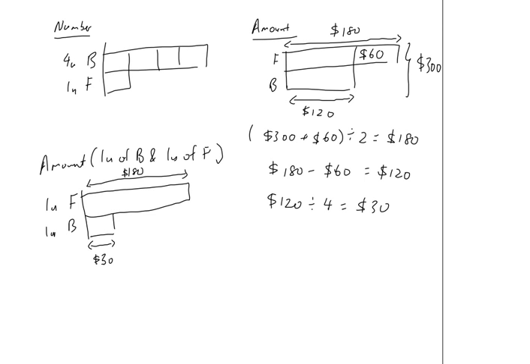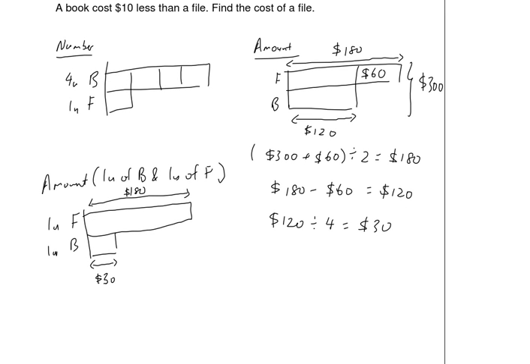We know that each book costs $10 less than a file. 1 book and 1 file, the difference is $10. How many books and how many files will result in a difference of $150, Damil? Can't hear you.